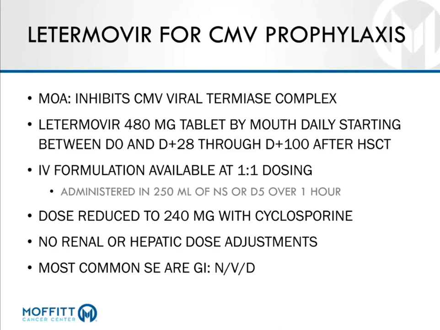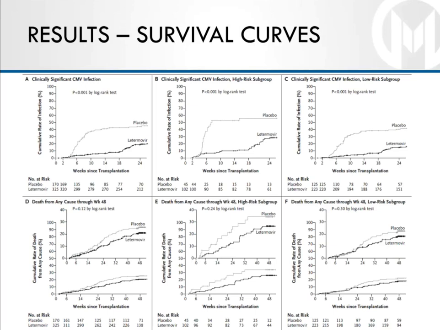We now have letermovir for CMV prophylaxis, which inhibits the CMV viral terminase complex, at 480 milligrams a day, starting between day 0 and day plus 28, continuing through day plus 100. Available oral and IV. Reduced dose with cyclosporine. No renal or hepatic dose adjustments. Most importantly, it's very well tolerated compared to other agents that we have. Nausea, vomiting, and diarrhea are the most common GI side effects.